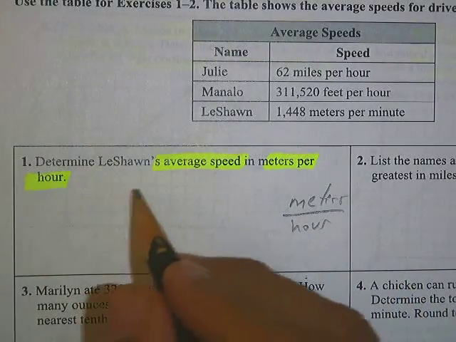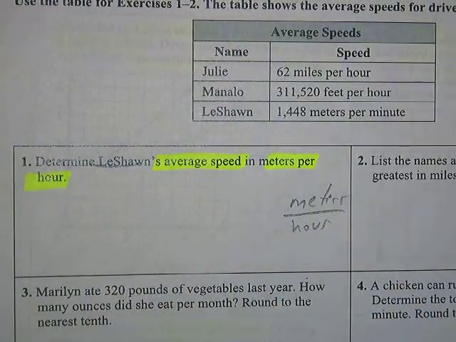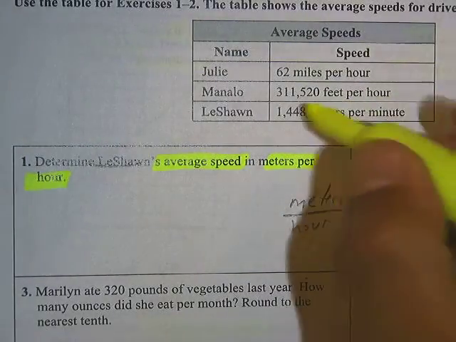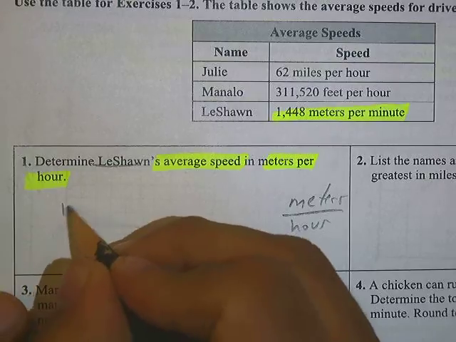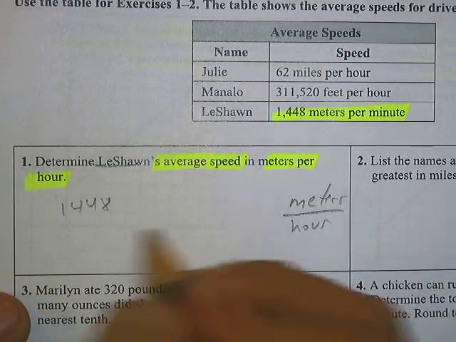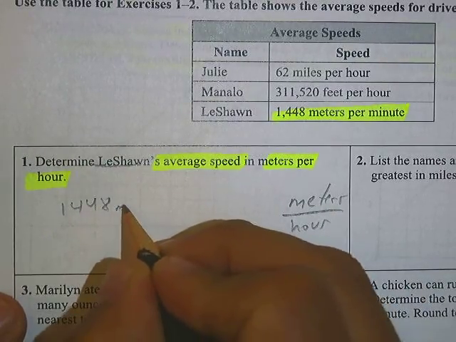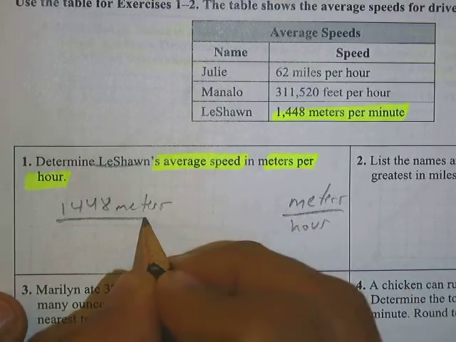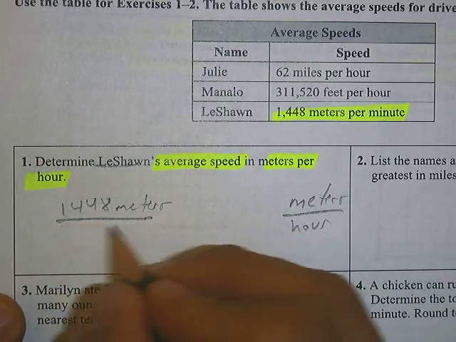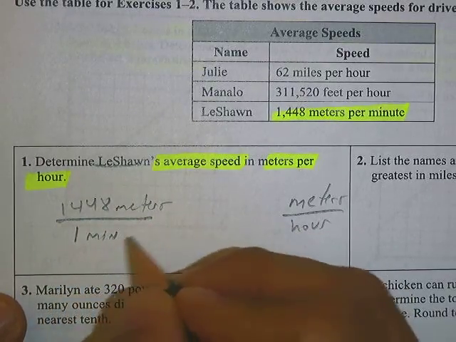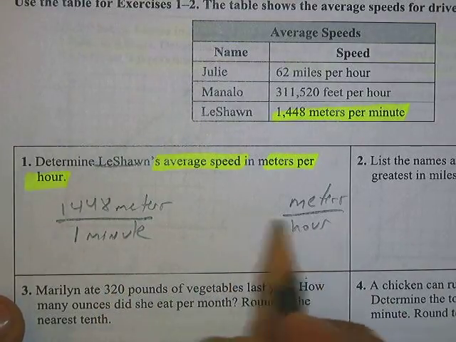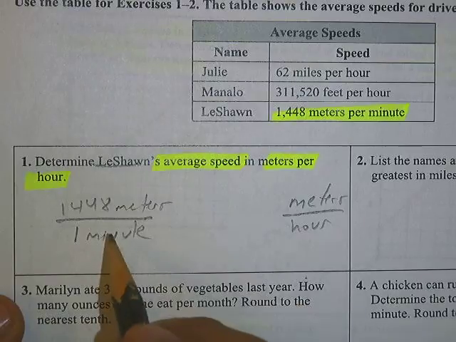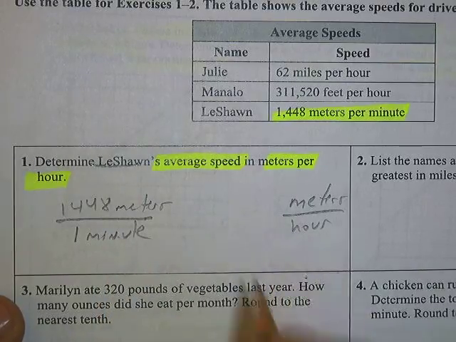Now, what do we know about Lachon? Well, we know that Lachon can do 1,448 meters. You can do that in one per minute, so in 1 minute. But I don't want it in minutes, I want it in hours. I have the meters, but I want this converted to hours.